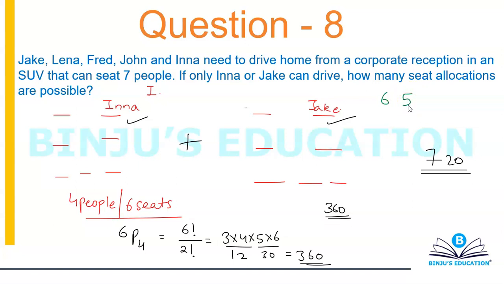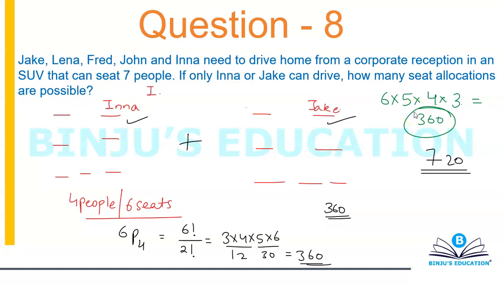Then the third person is going to have 4 options, and when the last person comes in, he's going to have 3 options. Now you want first and second and third and fourth, and "and" stands for multiplication. So 6 into 5 into 4 into 3, this will again give you a total of 360 cases. That's the case when Ina is driving.